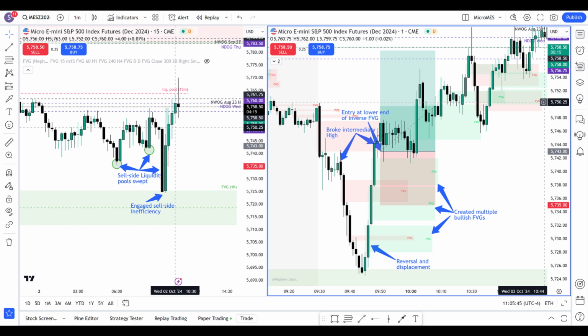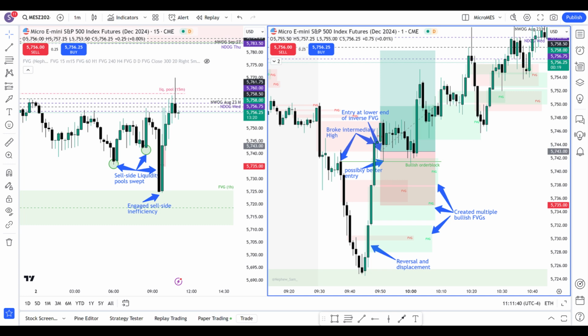The first sign that I can see is that it first broke a previous intermediary high. Then it retraced a bit until it entered the lower end of an inversed fair value gap, and this is where I entered this hypothetical trade. However, even though I was quite patient, waiting for the market to break its downward structure and retrade into an inverted fair value gap, I can also see that, not much later, the market traded into the topmost fair value gap, as well as touching on the upper end of a bullish order block.